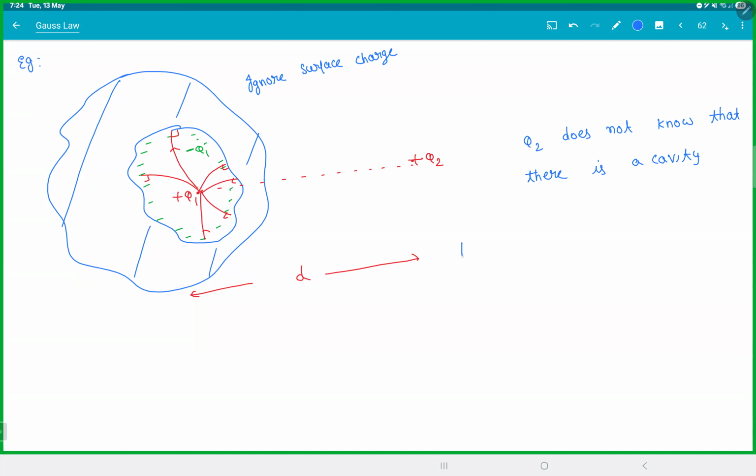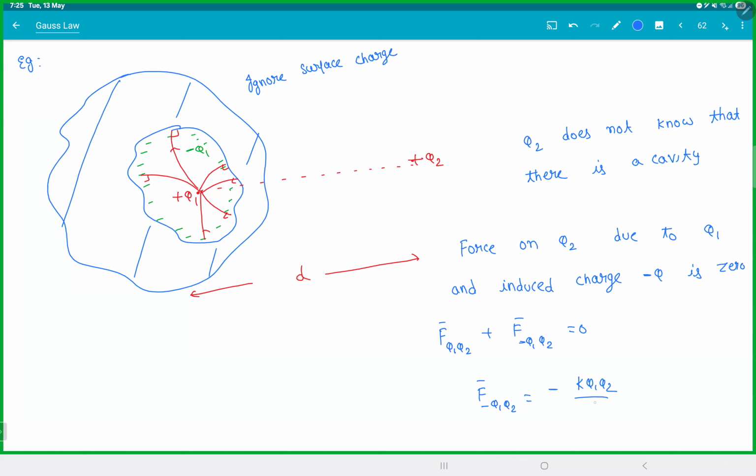So that means, can I make a statement like this? The force on Q2 due to Q1 and the induced charge minus Q1 is 0. So I can write force between Q1, Q2 plus force between minus Q1, Q2 is equal to 0. Therefore, force between minus Q1 and Q2 will be minus, using Coulomb's law, K Q1 Q2 by d square.